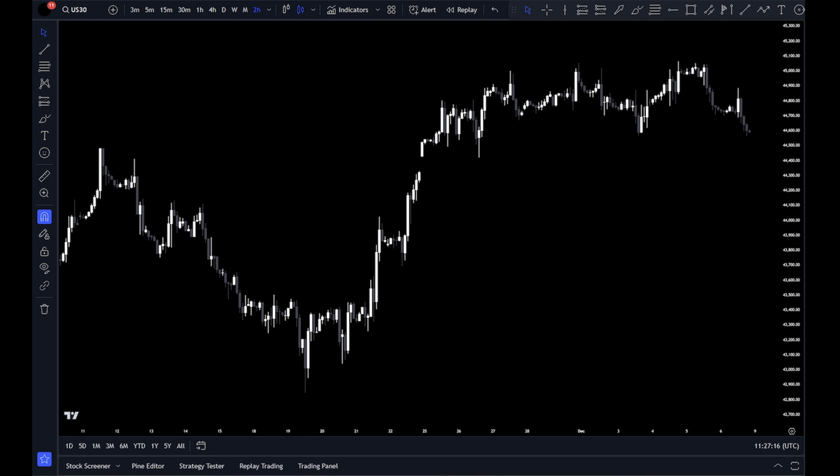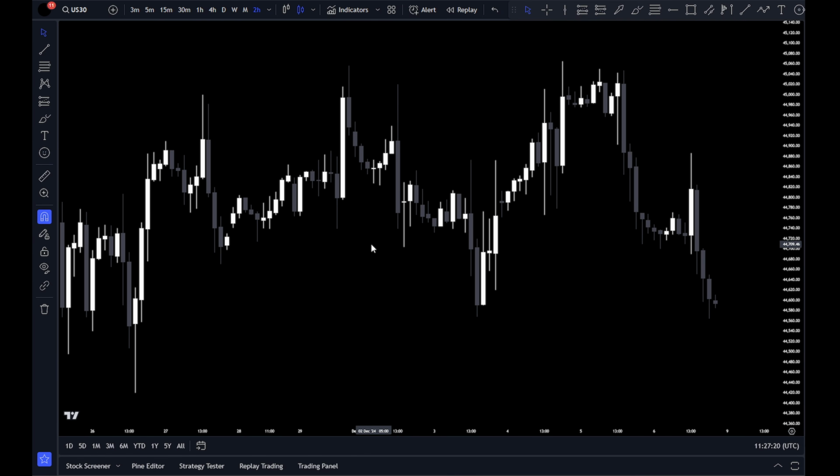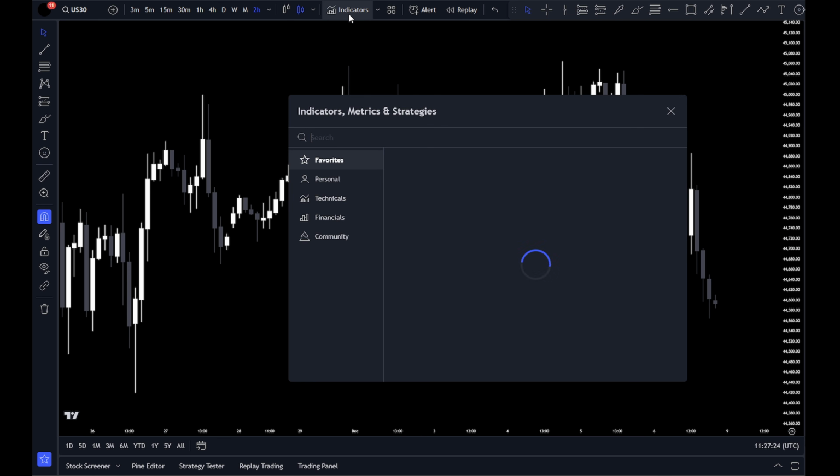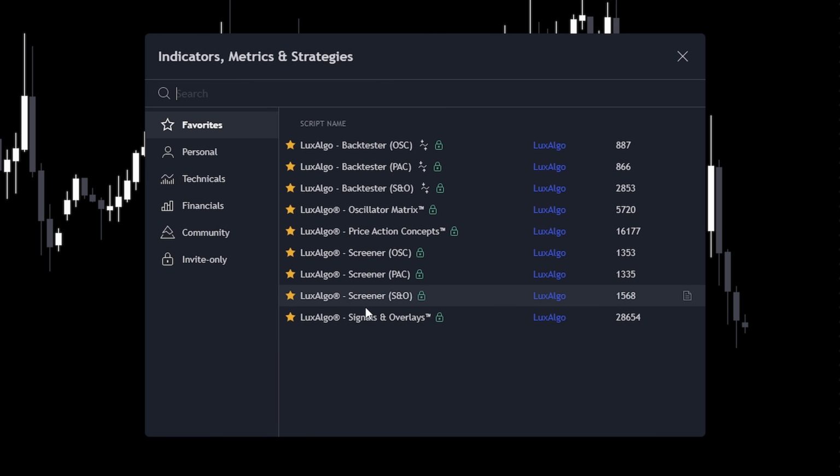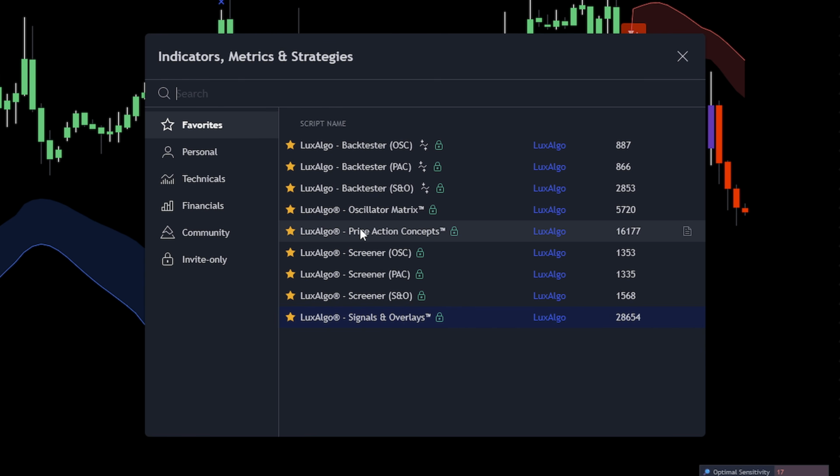To get started with this strategy, open TradingView and begin with a clean chart. This strategy uses just two indicators. First, click on the Indicators tab, search for LuxAlgo Signals and Overlays Premium and add it to your chart. Next, add the Price Action Concepts indicator.